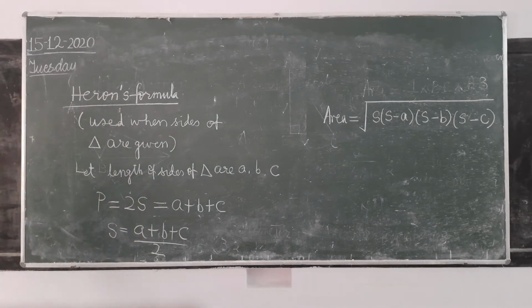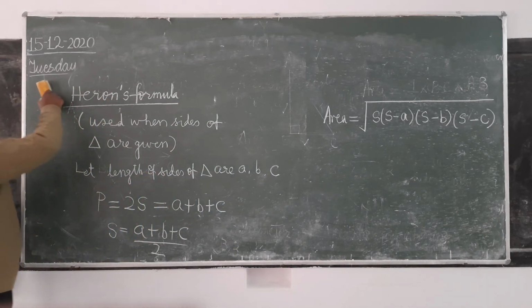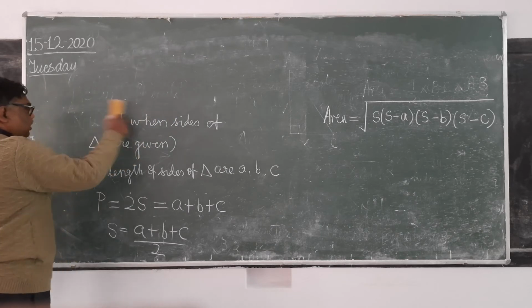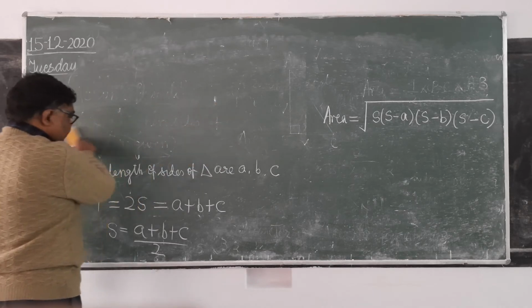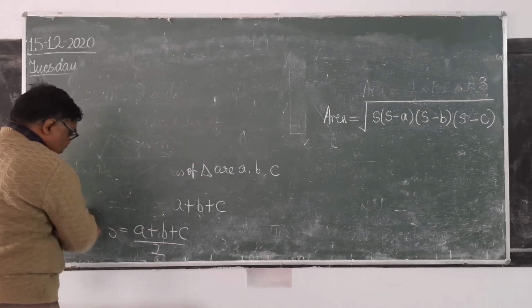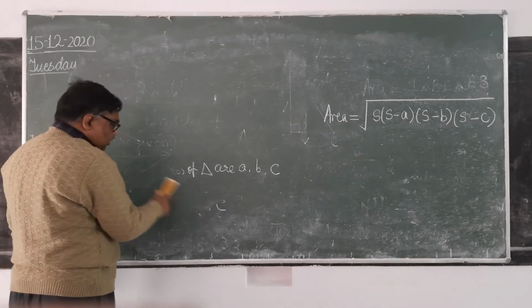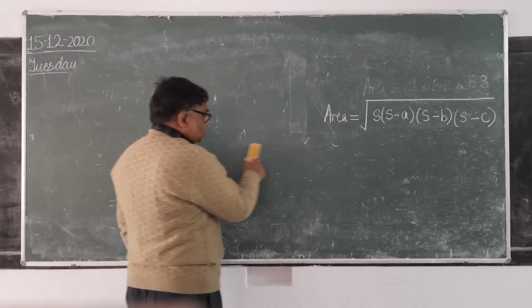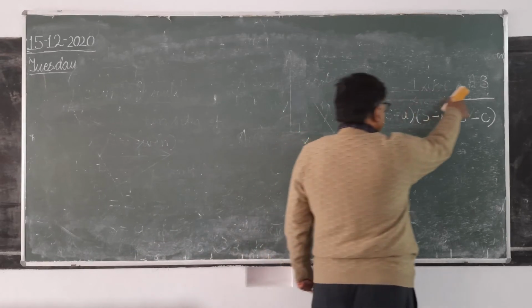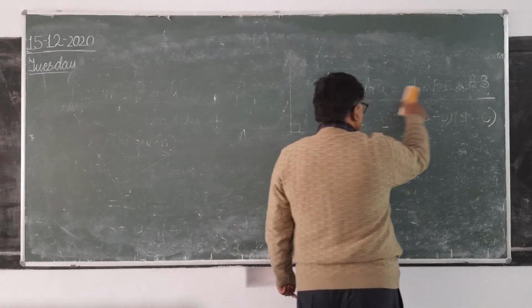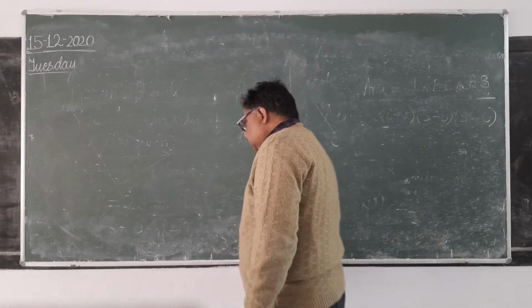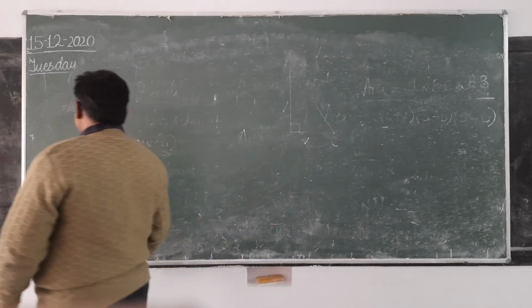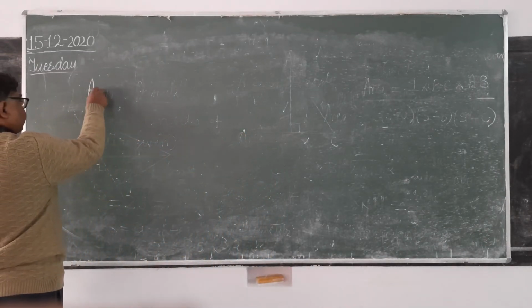Now after this, we will see the area of an equilateral triangle. Now what do you mean by an equilateral triangle? Whose all three sides are equal. Whose each angle is of 60 degrees. Area of equilateral triangle.